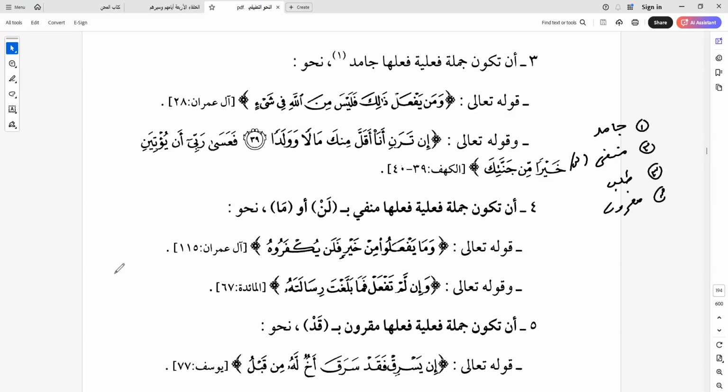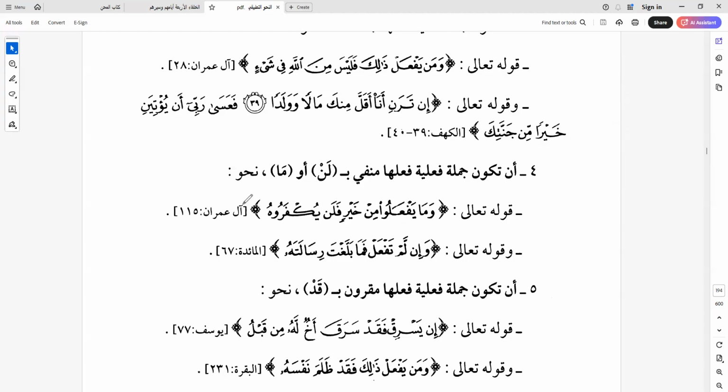إن يسرق. This is the brothers of Yusuf talking to Yusuf about the other brother. إن يسرق فقد. This is the qad. So you see that there's a fa here. That's the fa al-jawab. Very, very important. And now, why is the fa al-jawab there? Because of the qad. And also, فعل سرق, to steal. When you steal something. إن يسرق فقد سرق جملة فعلية مقرون بإيه؟ بقد. أخ له من قبل.